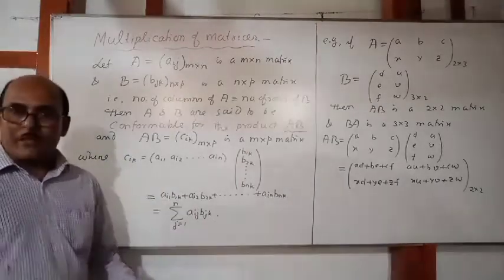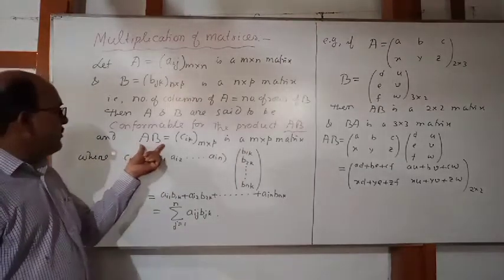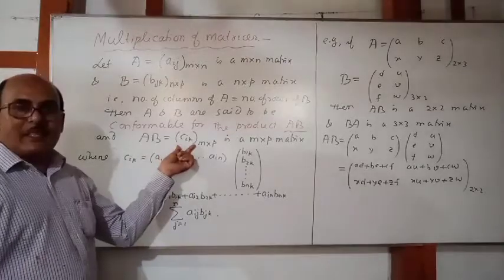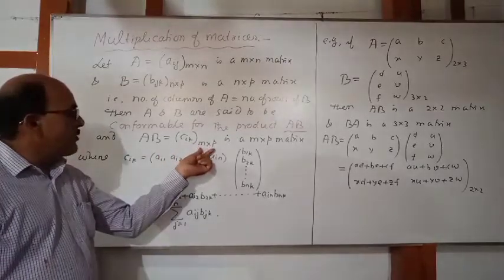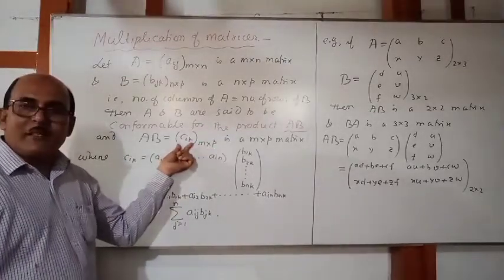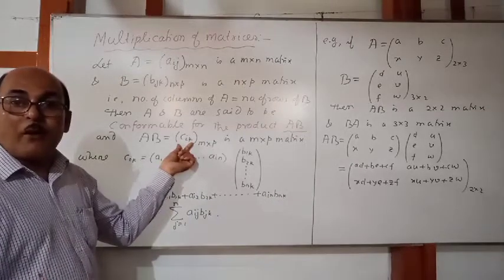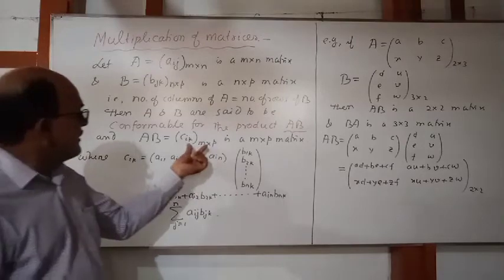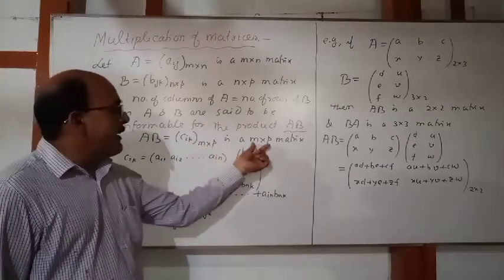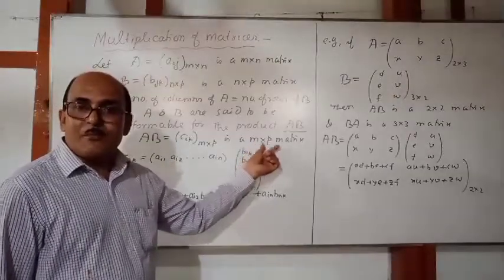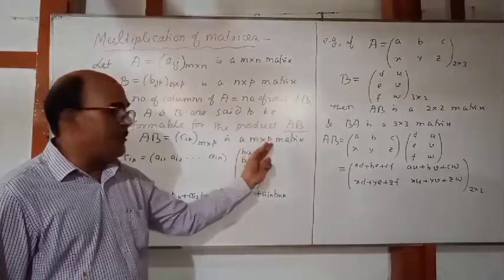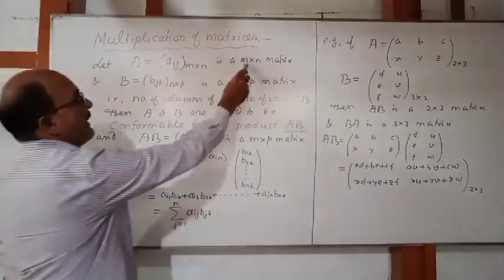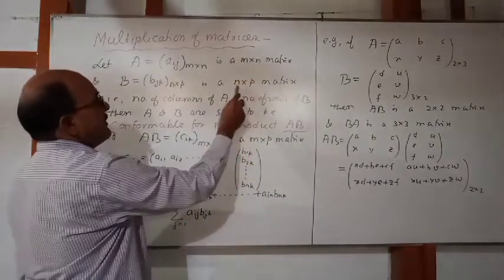Now, how to find the product? In this case, AB is equal to (C_ik), M cross P. C_ik means element in the ith row and kth column of the product AB, and here M cross P means this is a matrix of order M cross P. It is an M by P matrix. First one is M cross N, second one is N cross P.